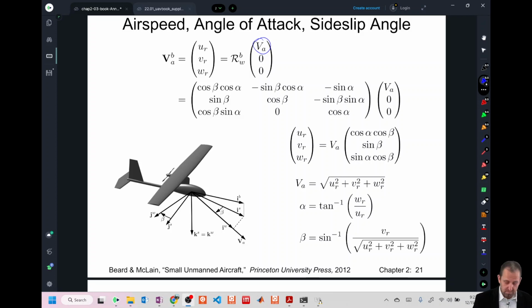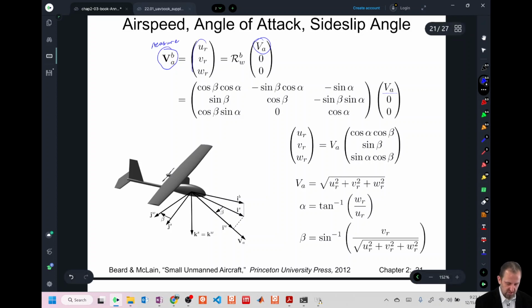Sorry, I misspoke. Typically we measure this. So this is what we can typically measure: our relative wind vector in the body frame. But we want to get out alpha and beta, because that will tell us how the forces and moments are going to affect the aircraft. We know this rotation matrix, and V sub A we can typically obtain really easily.